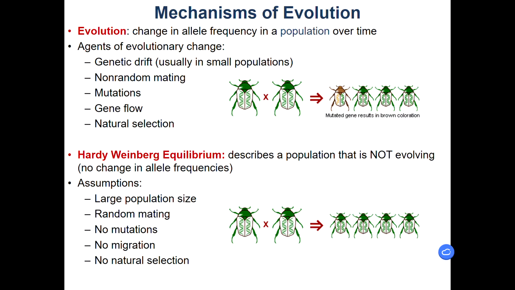If we are in Hardy-Weinberg equilibrium, then evolution is not happening. For evolution to not be happening, we assume we have a very large population size. We have random mating, so our organisms mate with each other regardless of their phenotype. There's no mutations occurring in our population. There's no migration, so no organisms are coming in or out of our population. And there's no natural selection. But today we're going to focus on mechanisms that actually cause evolution in populations.